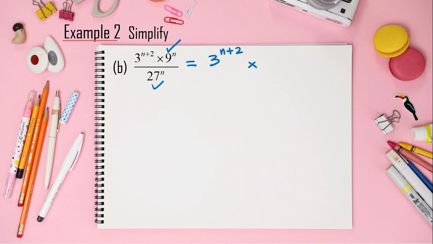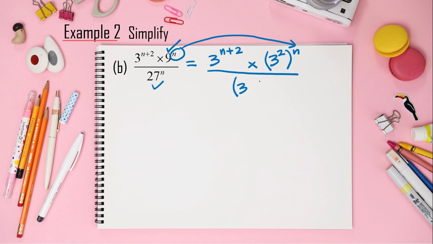So we have 3 to the power of n plus 2 multiplied with, for 9 here, we will use base 3. 3 squared makes 9. The n here we have to copy again. Then divided by 27, so we have to find 3 to the power of something which makes 27. 3 cubed is 27. Please be careful with the n here. We still have the n.